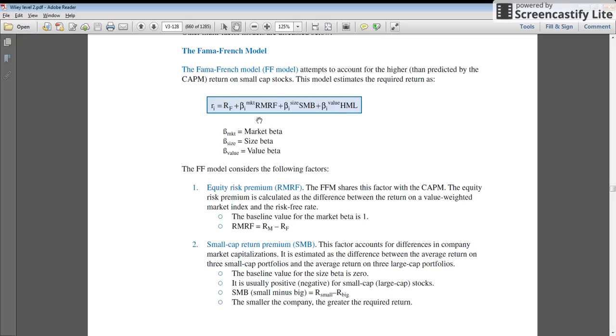One is the same: the equity risk premium and the exposure to that. So the betas are the exposure or the sensitivity of this specific stock to this variable. So this beta is the sensitivity of the stock to the equity risk premium.